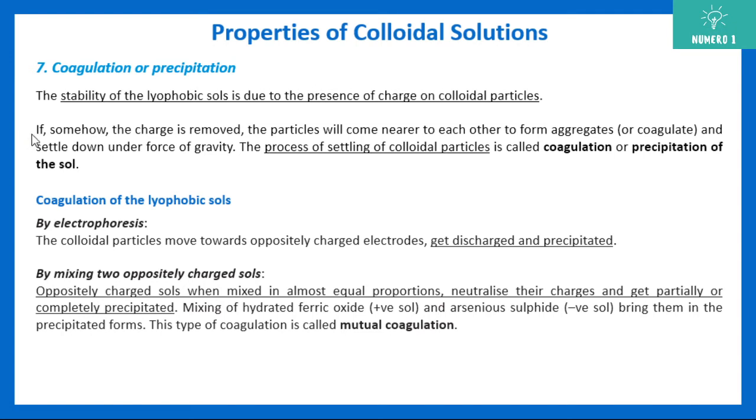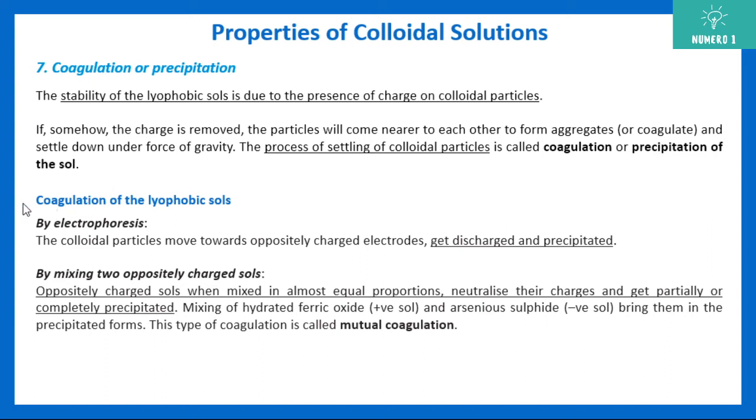Okay, so if somehow you remove this positive charge, what will happen? The particles will come near to each other and they can join, that is they can aggregate and settle down under the force of gravity. Okay, right, because colloidal particles are of bigger size but are not so big that they settle down by themselves. So the process of settling down of colloidal particles is known as coagulation or precipitation of the sol.